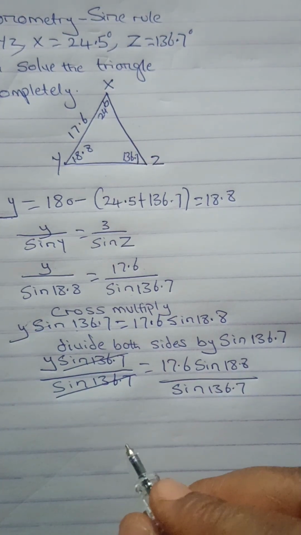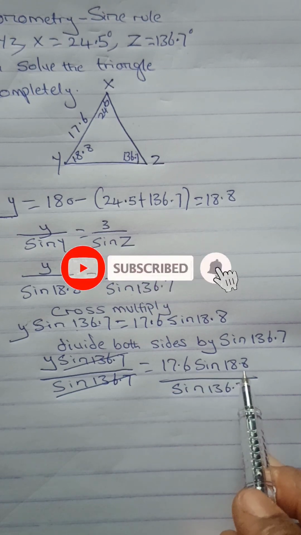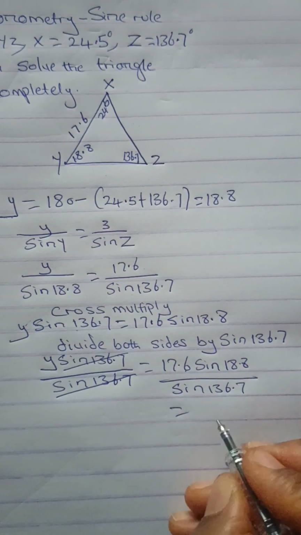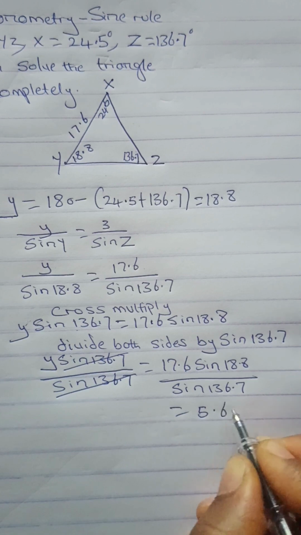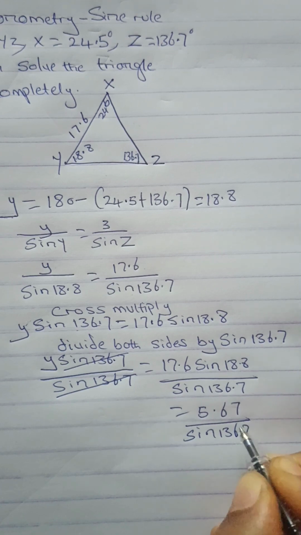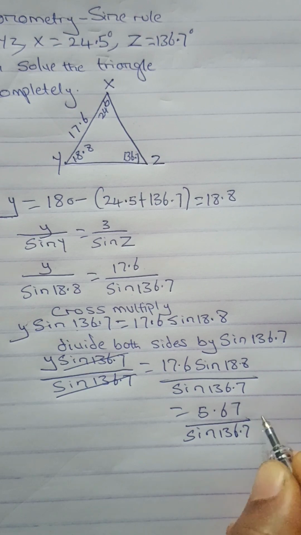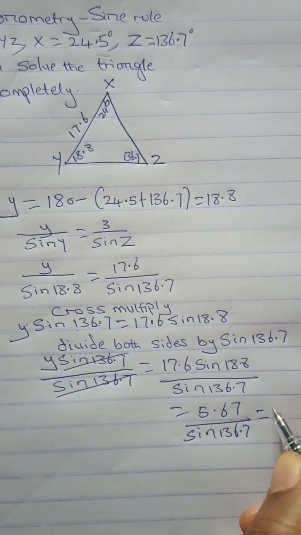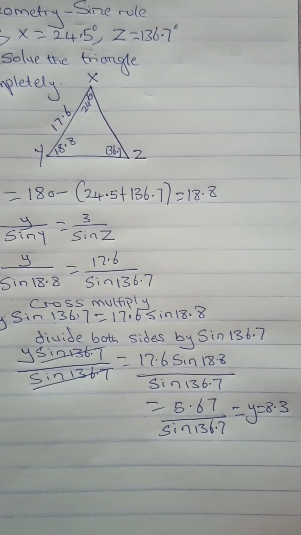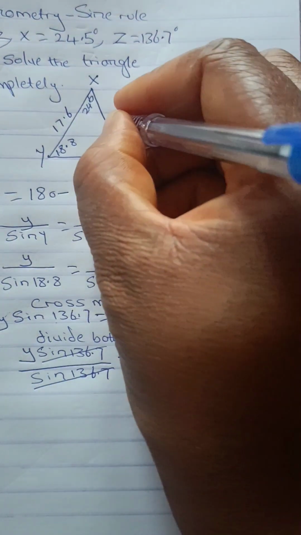So with your calculator, you press 17.6 times sine 18.8. And when you've done that, this will give you 5.67 divided by sine 136.7. So on your calculator, you input 5.67 divided by sine 136.7, and then you will have your answer as y is equal to 8.3. So now we've gotten our small y, which is 8.3.